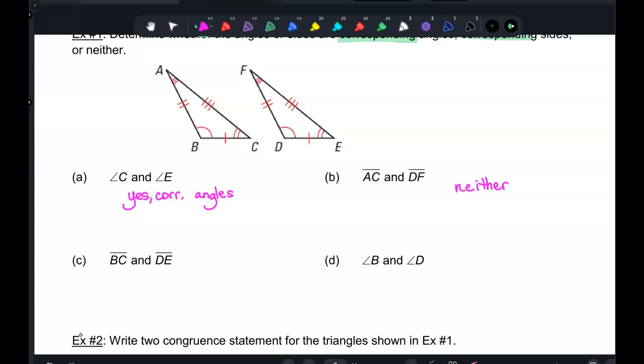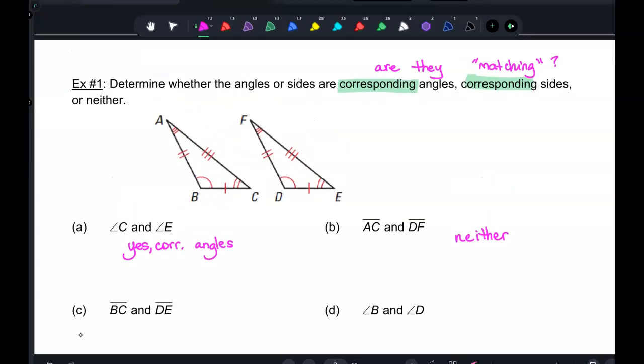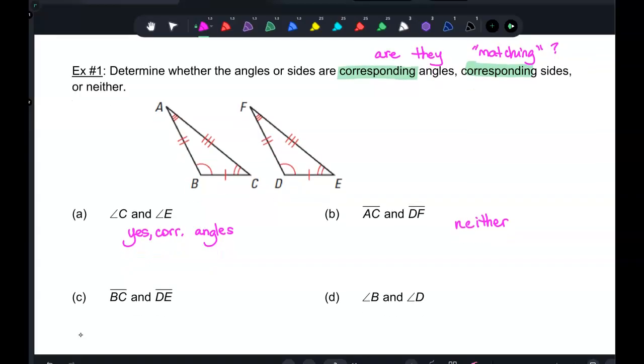Wait, so is it no for B? Yeah, B is neither because, okay, take a look at AC. AC is here. It's the side that has 3 markings. So if it was FE, then it would be yes, they are corresponding. Oh, I see. The next one is yes.